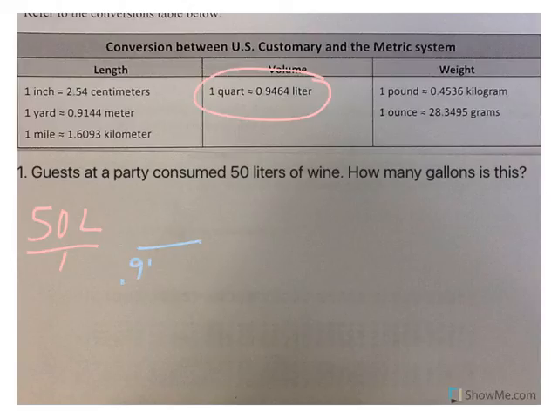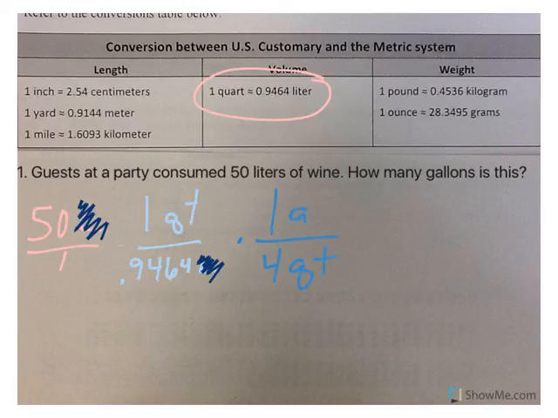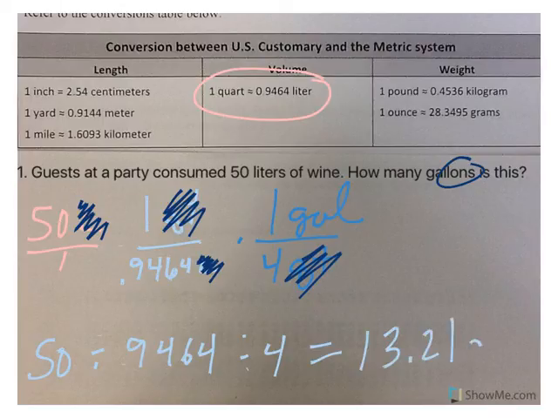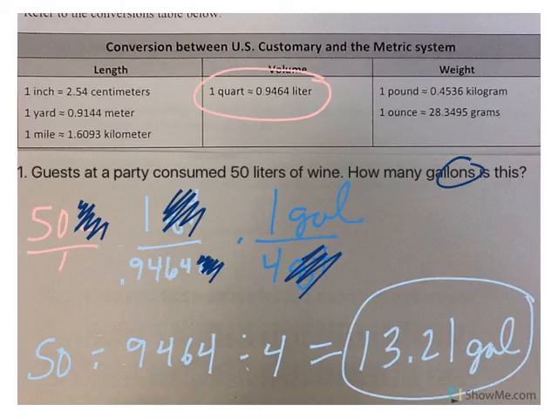And that is 0.9464 liters is 1 quart. So that makes my liters go away, and I'm in quarts. You're like, well, quarts and gallons are not the same. And you would be correct, they're not. But you, in your infinite wisdom, know that there are 4 quarts in 1 gallon. So that makes the quarts go away. Now I'm in gallons where I want to be. So again, I look across the bottom. I start with 50. Divide it by 0.9464 because it's in the bottom. Divide by 4 because it's in the denominator. And we should end up with 13.21 gallons of wine. I don't know about you, but that's a lot of wine. So I hope there were a lot of guests.